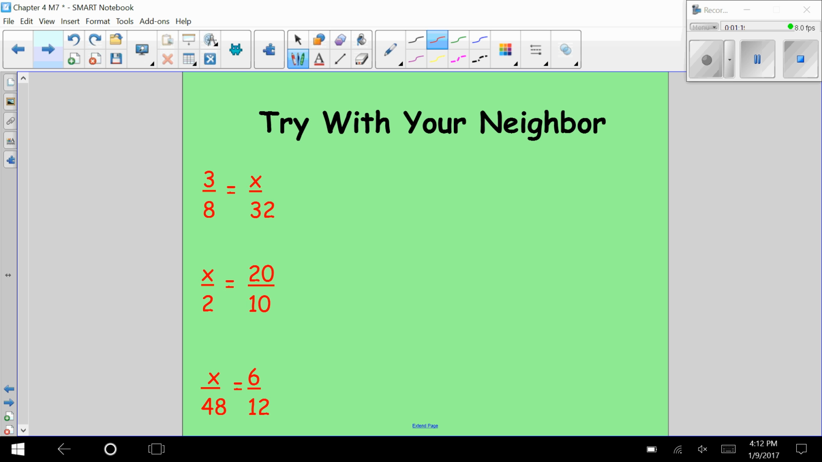Try these three, either with a partner or by yourself. Use equivalent ratios, so get the same denominator. All right, for the first one, I multiply the top and bottom by 4. I get 12 over 32 equals x over 32, so x must equal 12.